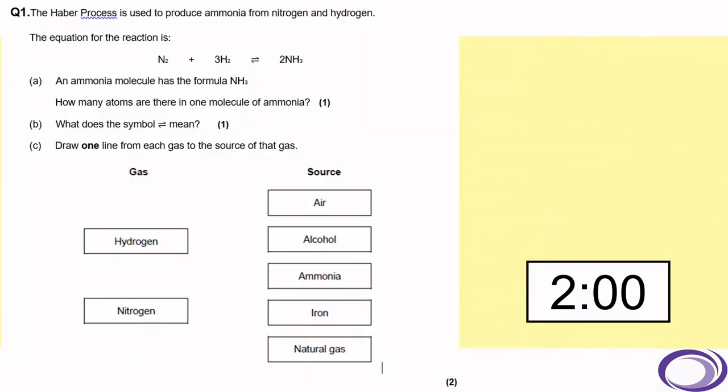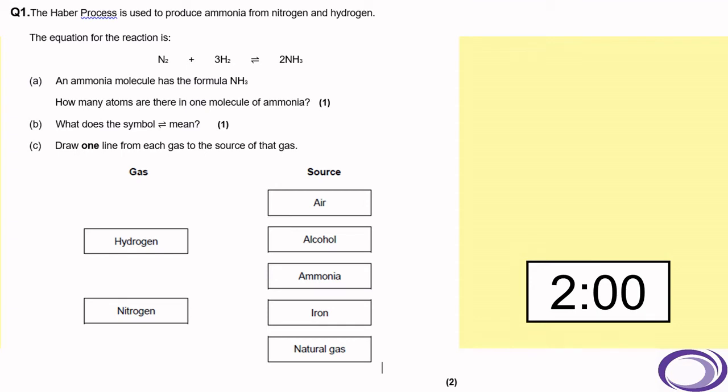So it's time for us to look at some exam questions. You'll probably notice that some of these actually link into what we learned last lesson on the Haber process, and that's because the ammonia from that process is used to make a lot of these fertilisers.